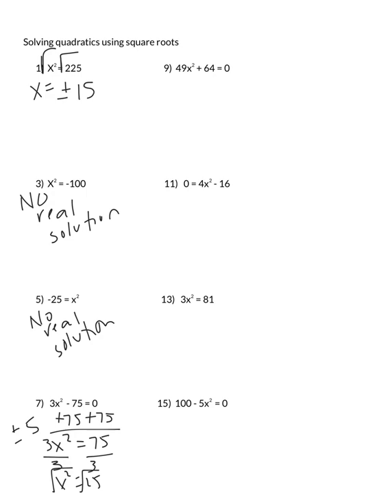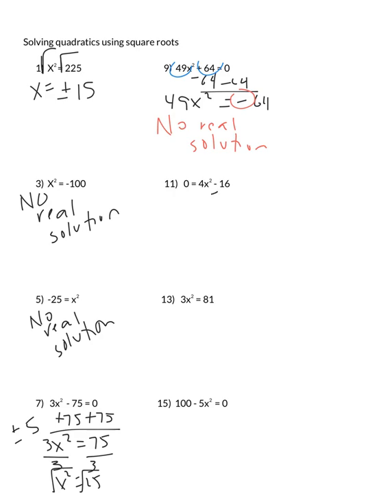Number 9, we're going to subtract 64 from both sides, and we have 49x squared equals negative 64. Now, got that negative sign. We cannot get a real solution. Be careful with these problems because they're going to trick you. You've got a perfect square here and a perfect square there. Just be aware of that negative 64.